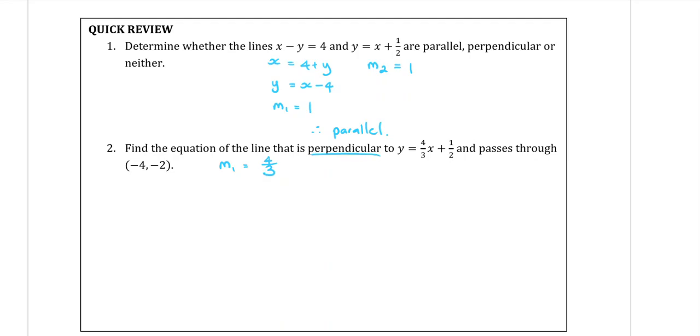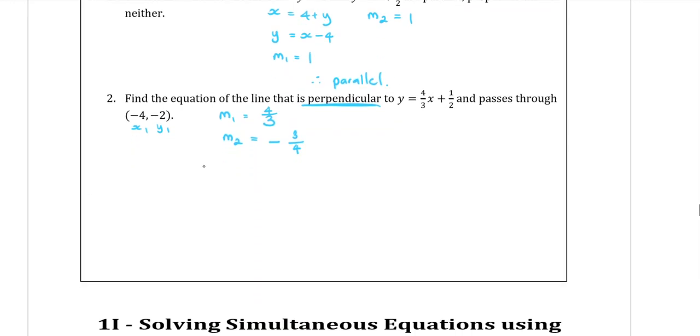If I want to do perpendicular, I'm going to have to go to m2, which means I need to find the negative reciprocal. So because it's a positive 4 over 3, it's going to become a negative, and the fraction turns upside down to be 3 over 4. Then I want to use that gradient and the point that I've been given. I'm going to label it x1 and y1, and I want to put that into my point gradient formula to find the equation of the line.